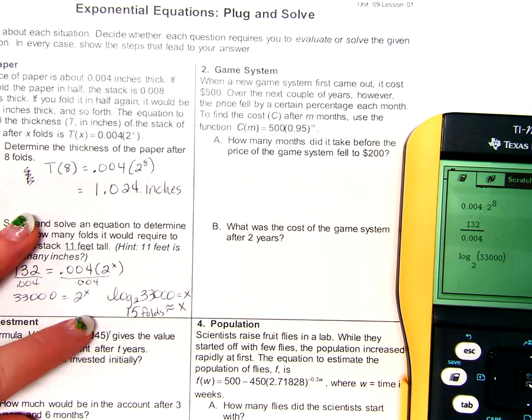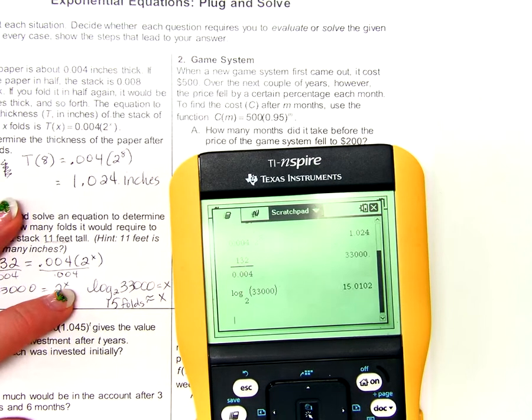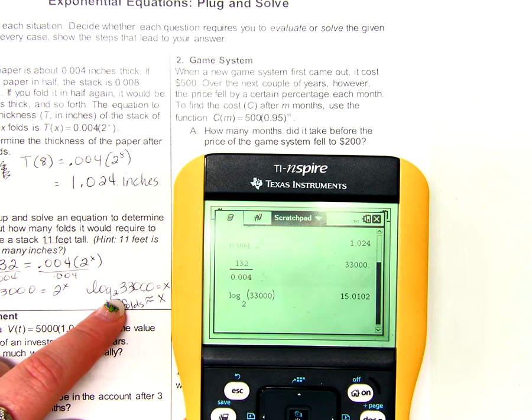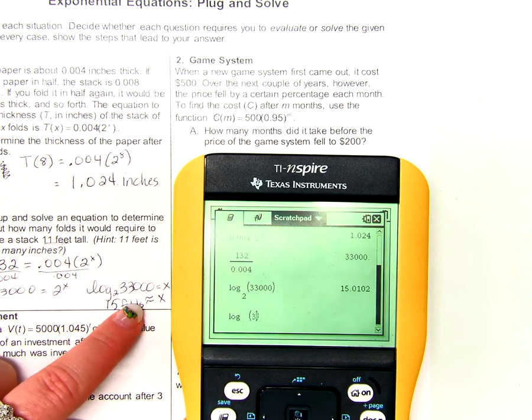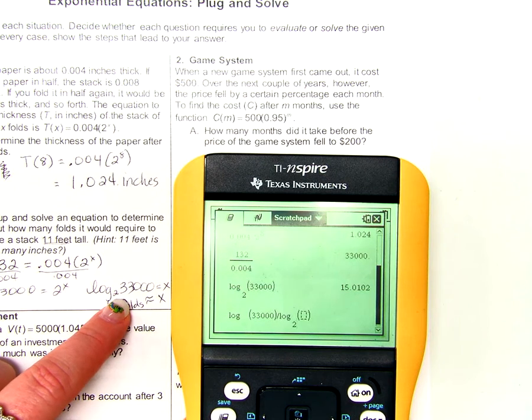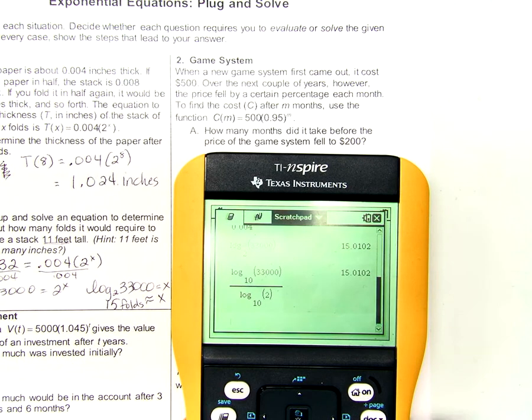Now I still want you to keep this in the back of your head, because if we weren't fortunate enough to have a calculator that would do log base 2, I want you to know that you could do log of 33,000 divided by log of 2. Guess what we get? The same exact thing.